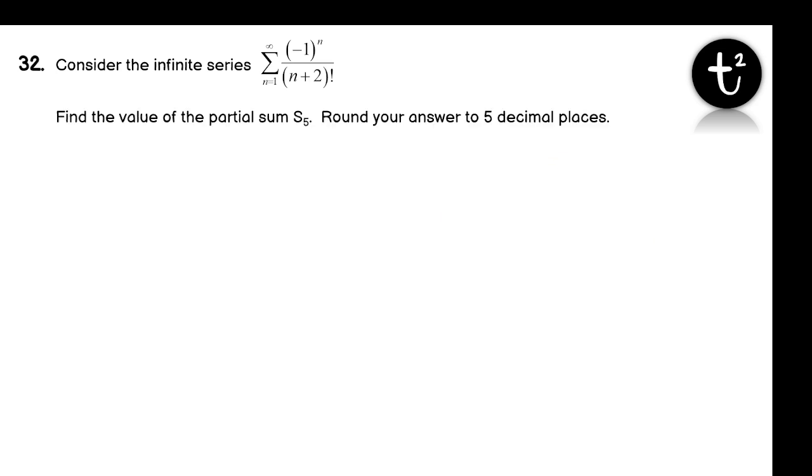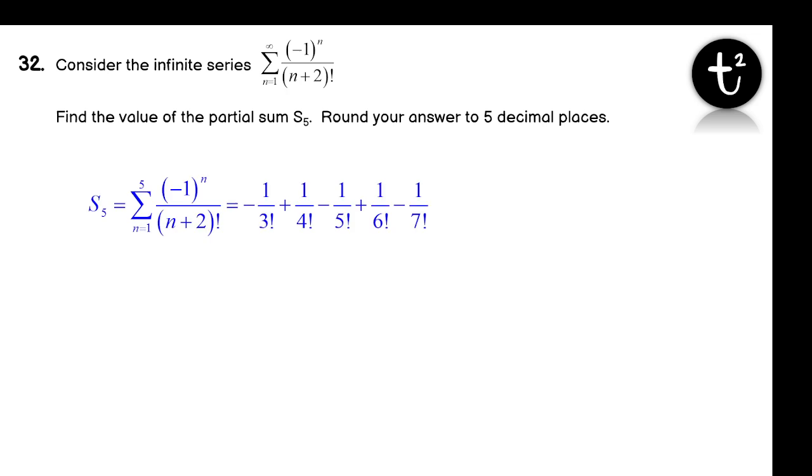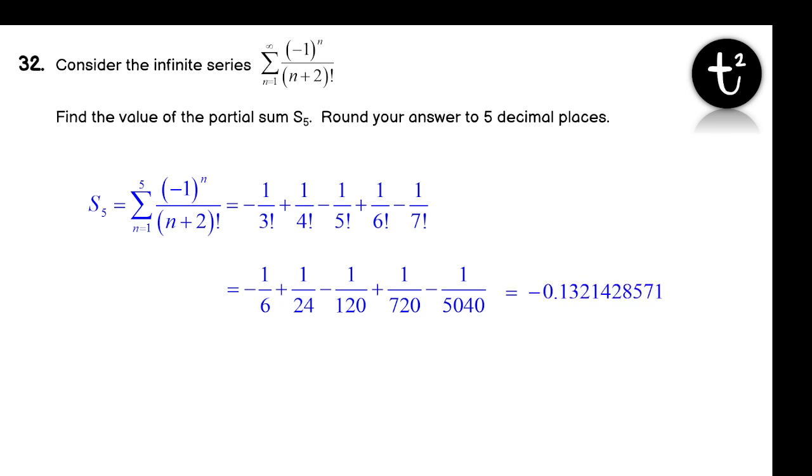So we would like to find the partial sum S sub 5. So this simply means we're going to add up the first 5 terms of this series. So negative 1 over 3 factorial plus 1 over 4 factorial minus 1 over 5 factorial plus 1 over 6 factorial minus 1 over 7 factorial. When I sum this up, I get a value of negative 0.132142857. This problem wanted us to round to 5 decimal places, so make sure that you do round correctly.